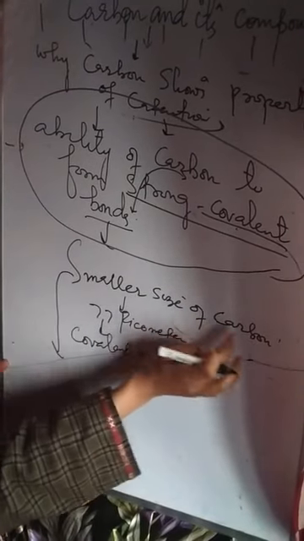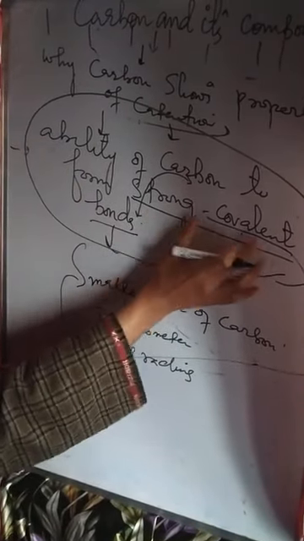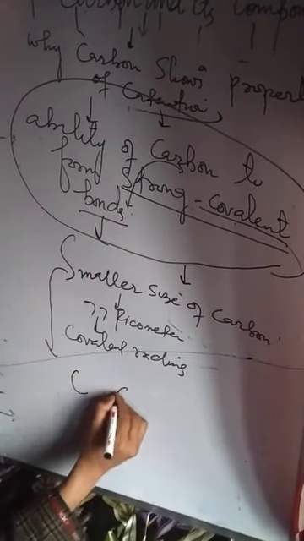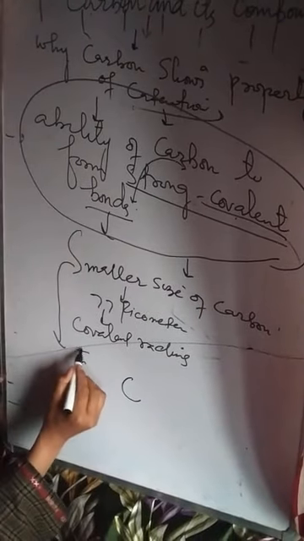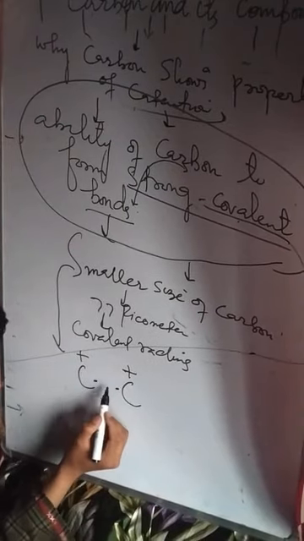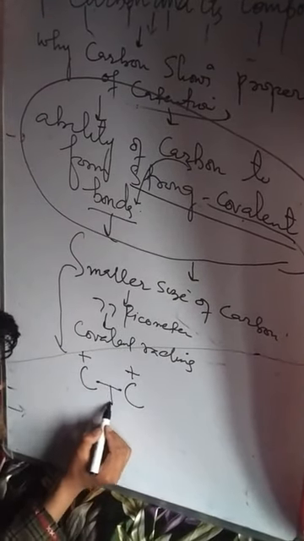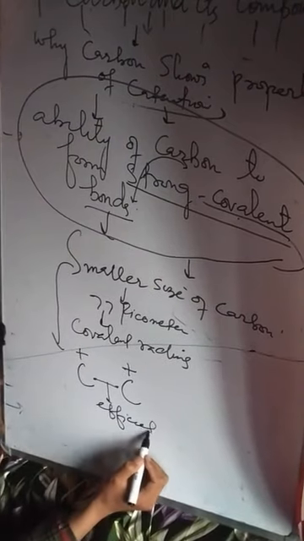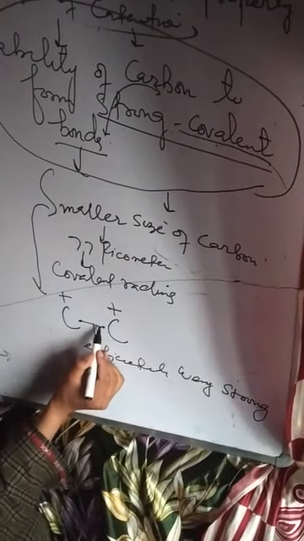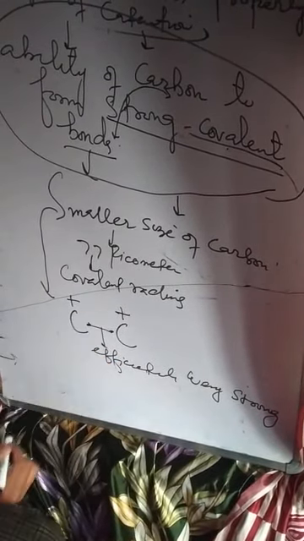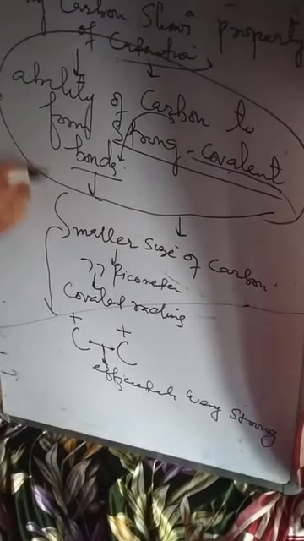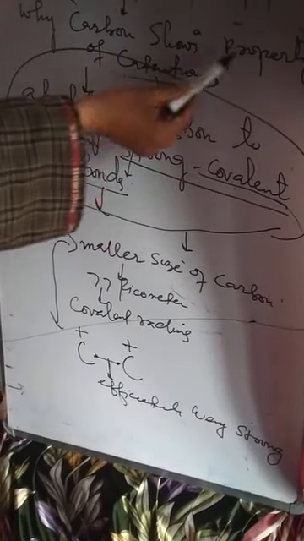Because of the small size of carbon, carbon forms strong covalent bonds. Because of the smaller size, the nuclei of the carbon atoms, the moment they share one electron, hold this shared pair of electrons effectively, rather very strongly, thereby forming strong covalent bonds. Now the question arises, why does carbon show the property of catenation?